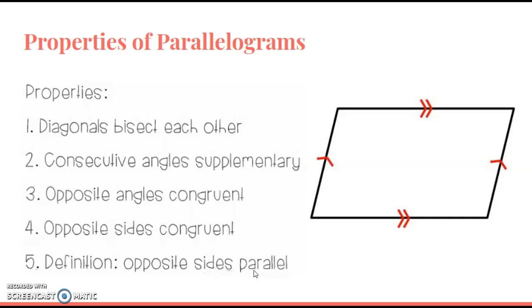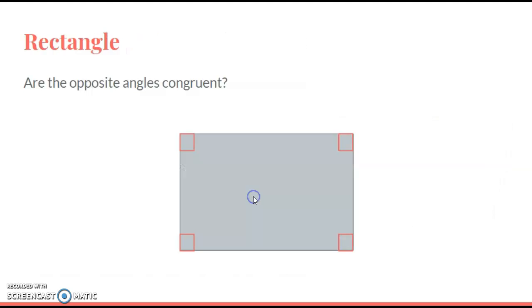sides are parallel. And I want to take this third one, the opposite angles are congruent, and apply it to the rectangle. So are the opposite angles congruent in this rectangle? Well, let's see. This one down here in the bottom left corner is a right angle, and this angle opposite to it in the top right corner is a right angle, and a right angle is equal to a right angle. So yes, those two angles are congruent.